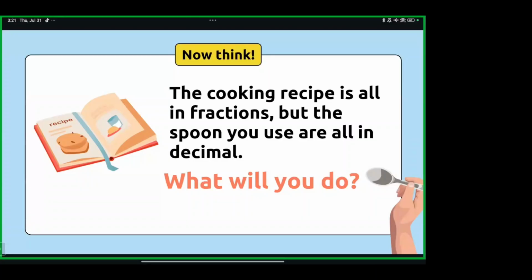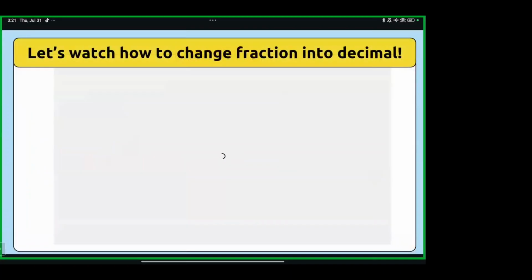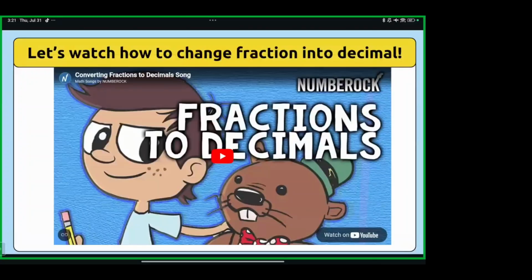Now, to help you understand more, I want you to watch a video on how to change a fraction into a decimal. Please focus carefully because there will be a game and questions after this. Are you ready? Ready, Miss. Okay, cool.